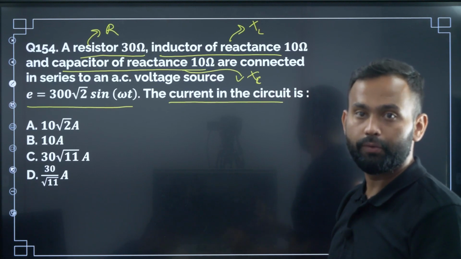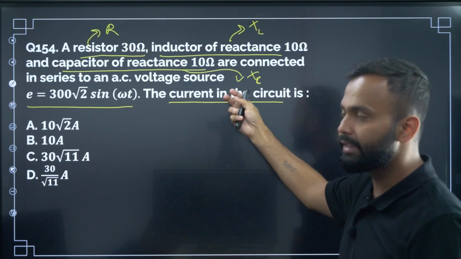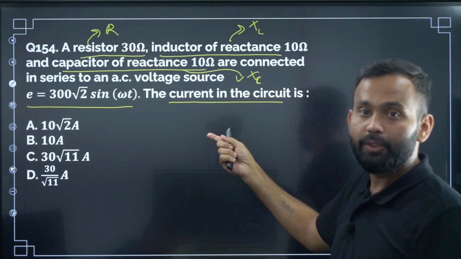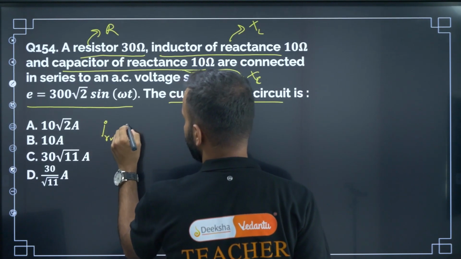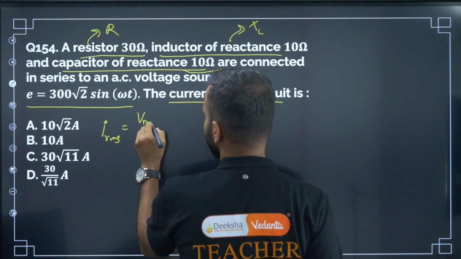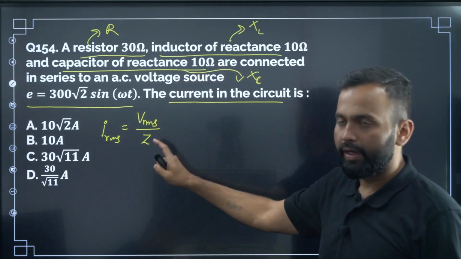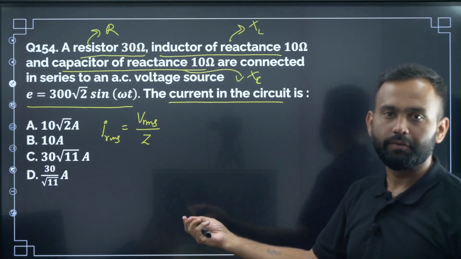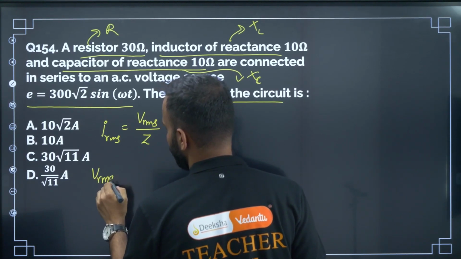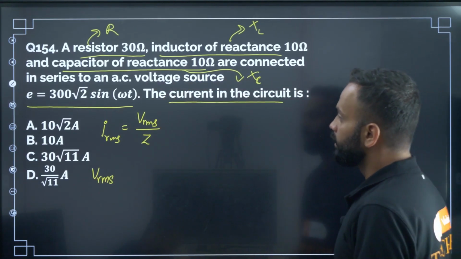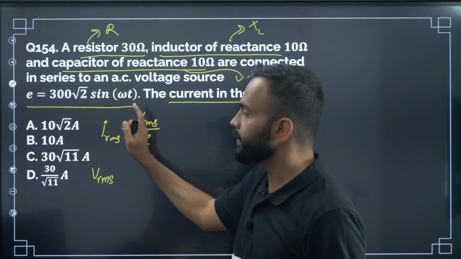That is the RMS value of the current. Whenever they ask the current in the circuit in the AC chapter, they are asking the RMS value of the current. So I RMS is equal to V RMS divided by Z. So now we need to find V RMS and Z. That's it. Direct question, isn't it? So V RMS we need to find. Here the equation is given, E equal to 300 into root 2 sine of omega t.